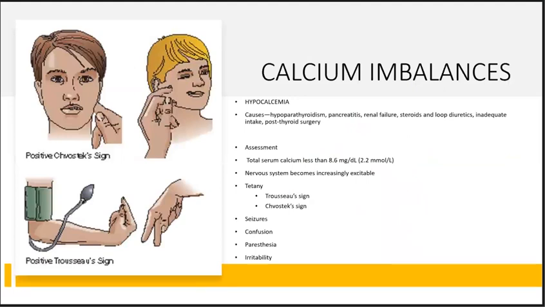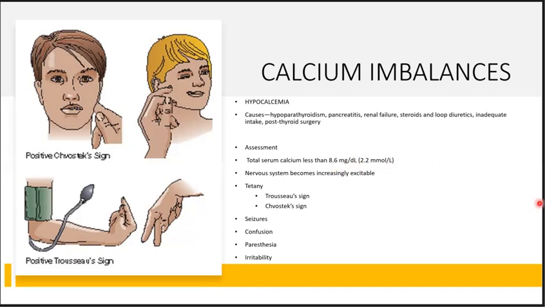So we can have low or high levels of calcium. If it's low, we'll refer to that as hypocalcemia. Hypocalcemia, low calcium level, can be caused by hypoparathyroidism, pancreatitis, renal failure, steroids, loop diuretic use, inadequate intake, and also post-thyroid surgery. In terms of assessment, we'll see levels below 8.6 milligram per dL.